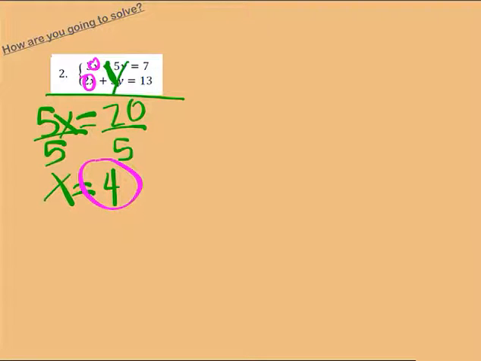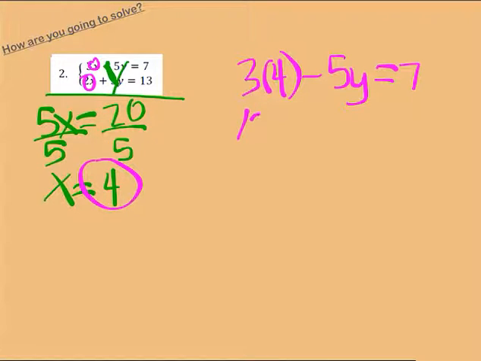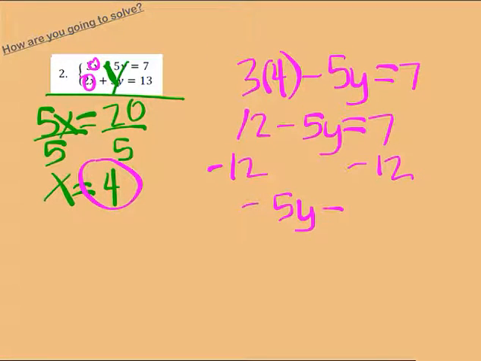So I'm going to plug it into the top equation, just because. So I have 3 times 4 minus 5y is equal to 7. So then 3 times 4 is 12, minus 5y is equal to 7. Subtract 12 from both sides, and I get negative 5y is equal to negative 5.